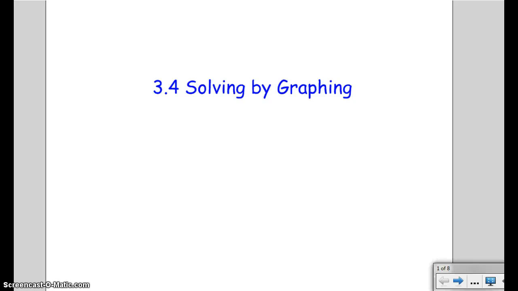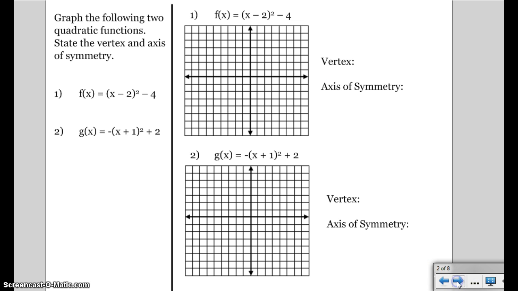Hello, Algebra 2. I just wanted to take a few minutes to start you off on practicing graphing, but then also knowing what it means to solve by graphing. So we're going to bring together a couple different things today. I am going to ask you to pause your video a couple times so that you can actually graph some of these functions.